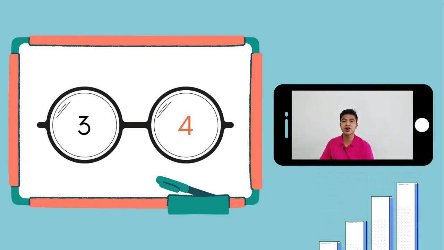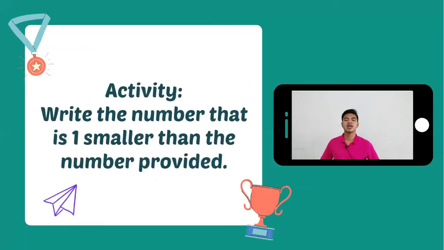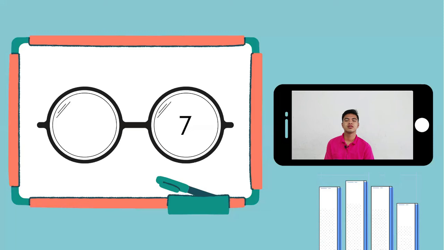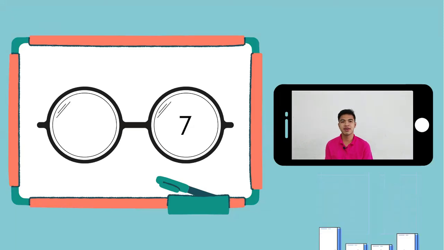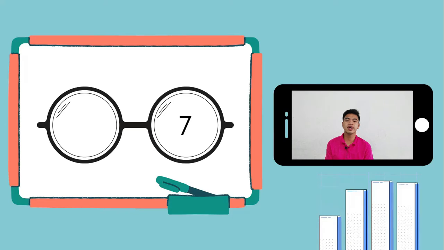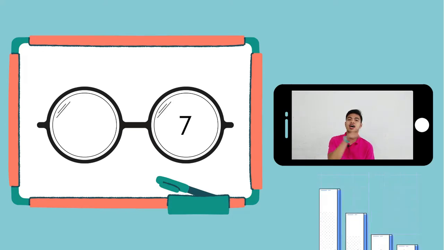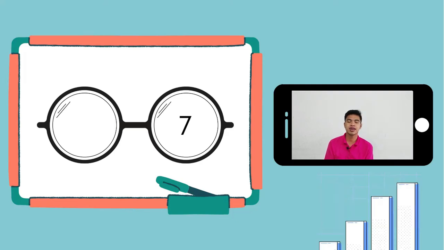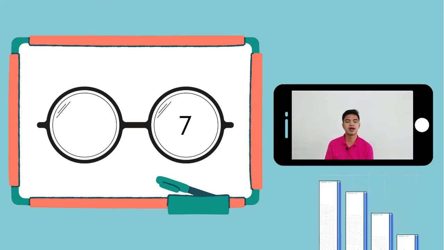Very good. So now we're going to have another activity. We're going to write the number that is 1 smaller than the number provided. Remember, in the first part, we added 1, but now we're going to subtract 1 from the number that is provided. So for the first given, we have number 7. So how to find out what is 1 smaller than 7? We're going to subtract 1 from the given number. Okay? So 7 minus 1 equals 6. Very good. It's very easy.